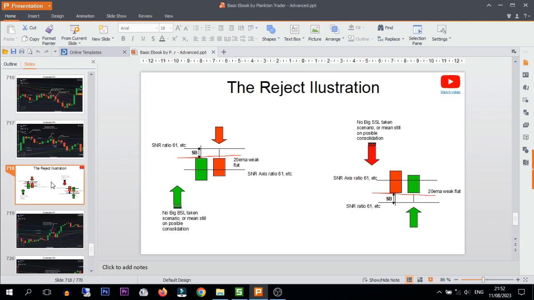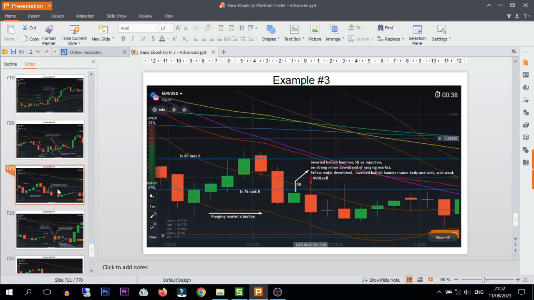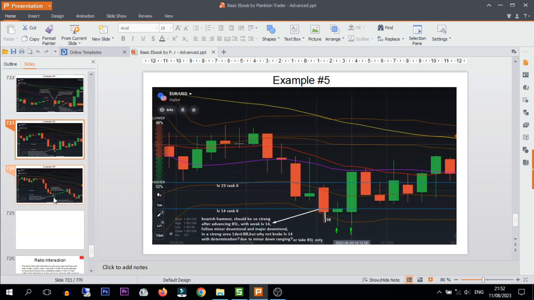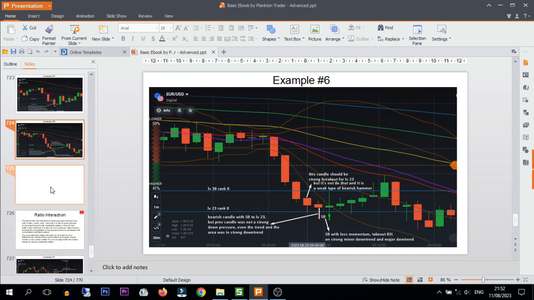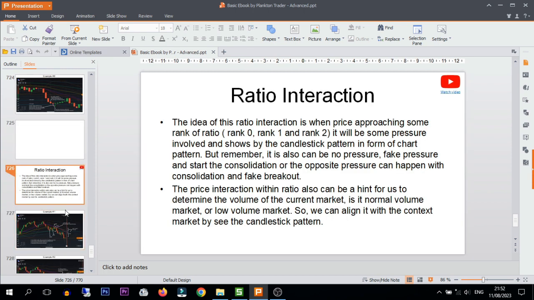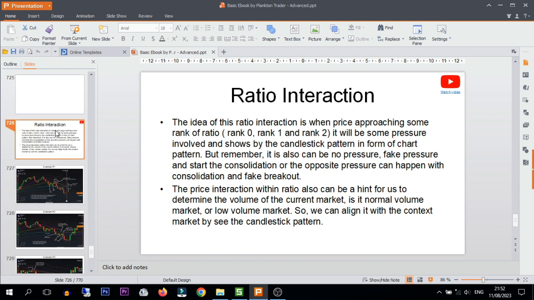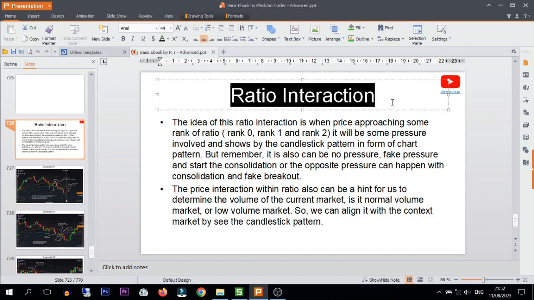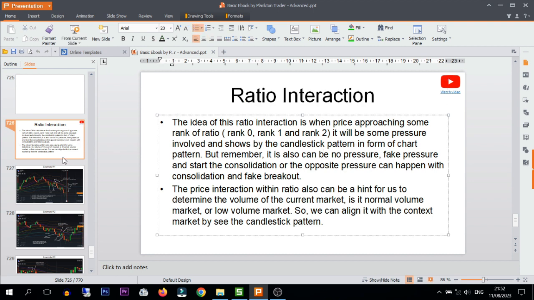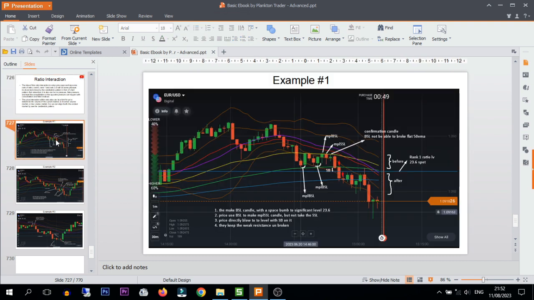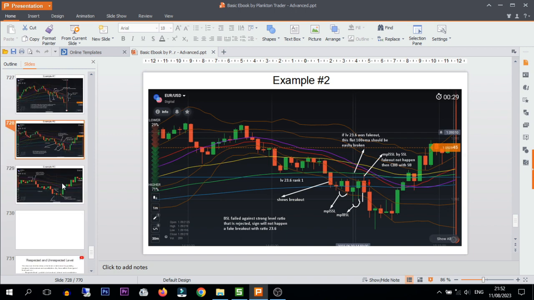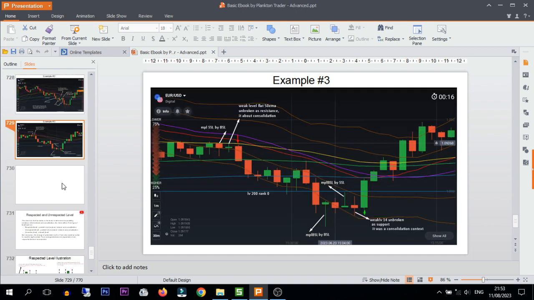But the space bump is not only for the break. The space bump is also for the reject, in a different context. That is why the space bump is not always a breakout, and why the breakout does not often happen. Sometimes it reverses. That is why the space bump is to reject. And then the ratio interaction. No one is talking about this ratio interaction. I think on YouTube only I am doing this ratio interaction. This is also explained in the basic advanced ebook.